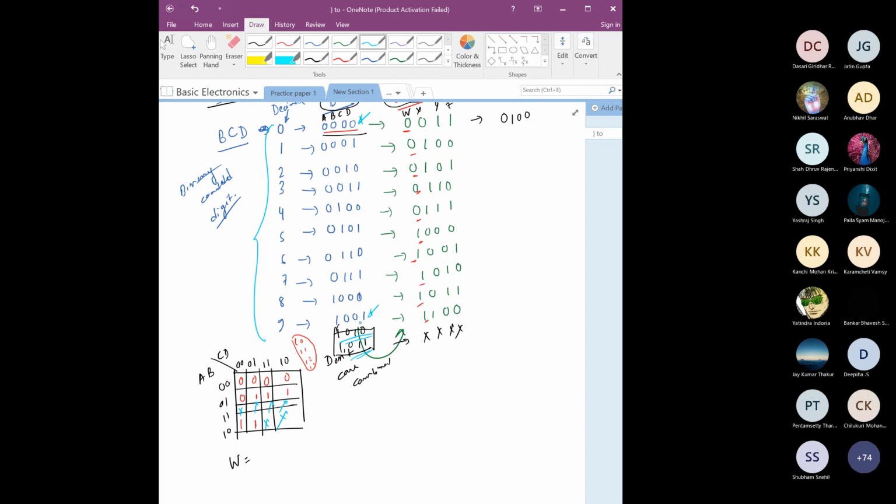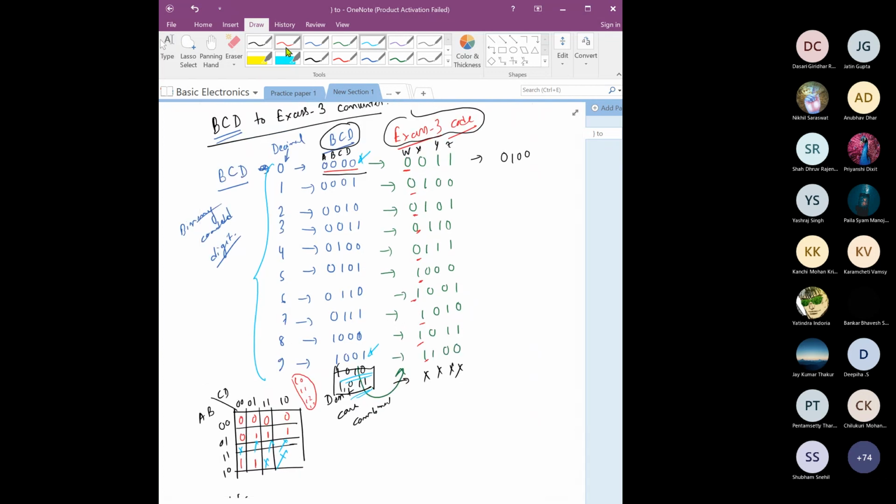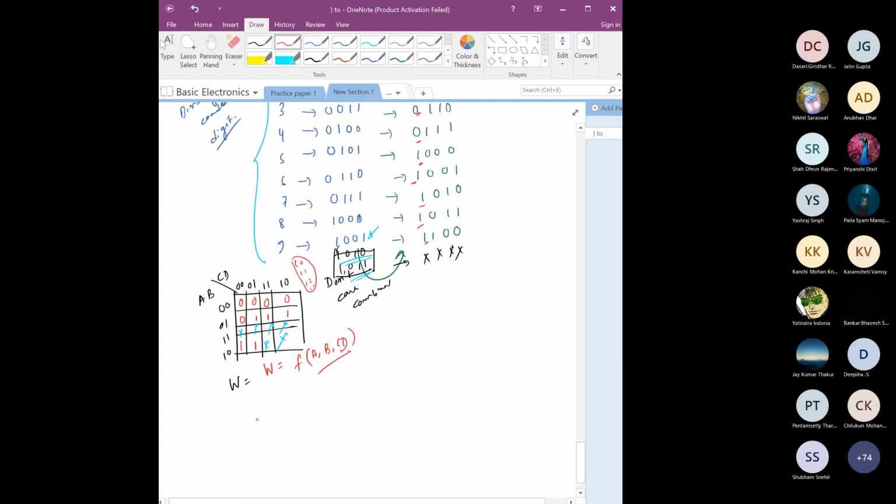Sir, what have you done here by this Karnaugh map? What are we doing here? We are trying to understand how we can write W as a function of A, B, C, D. Suppose we are getting a function something like this. So basically W is this, and we can implement the circuit for W like this.